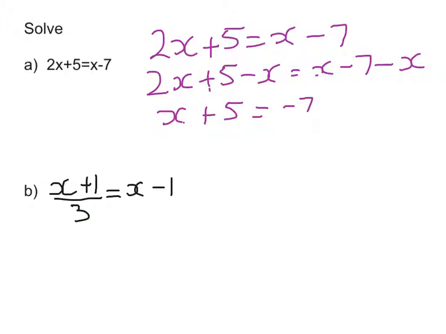And now I'm going to subtract 5 from both sides. x plus 5 minus 5 equals negative 7 minus 5. Right, so what I'm doing there is I'm just balancing the whole way through.